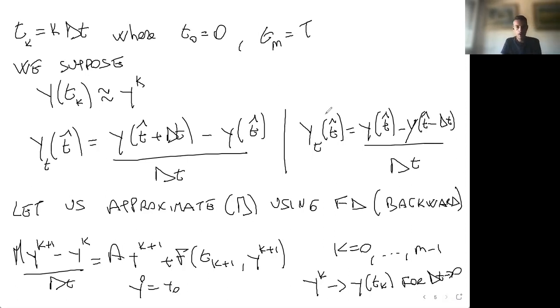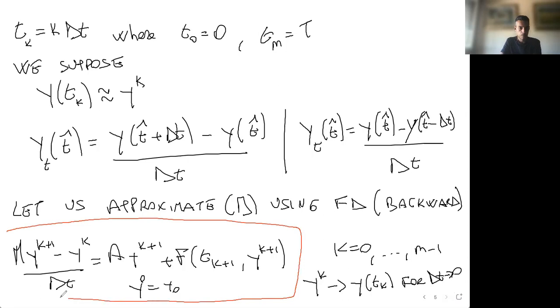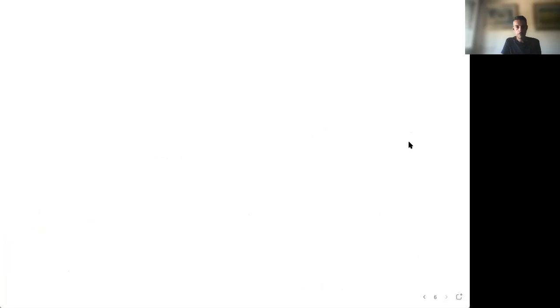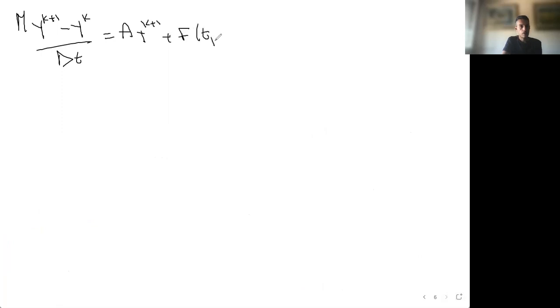Okay, so if we have a closer look at this method, essentially when k is 0, at the beginning this is given. So if yk is given here, I want to compute y1. How is y1 defined? Again, yk plus 1 equals yk plus delta t f of tk plus 1, yk plus 1, with y0 given.